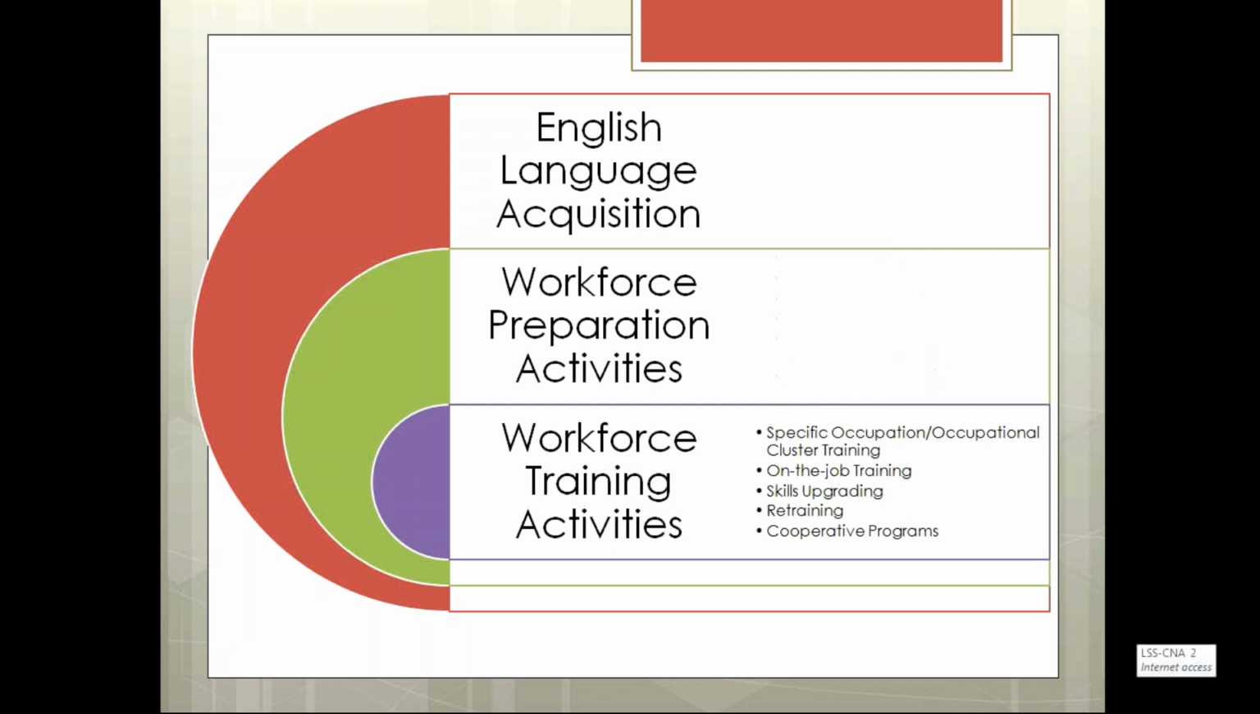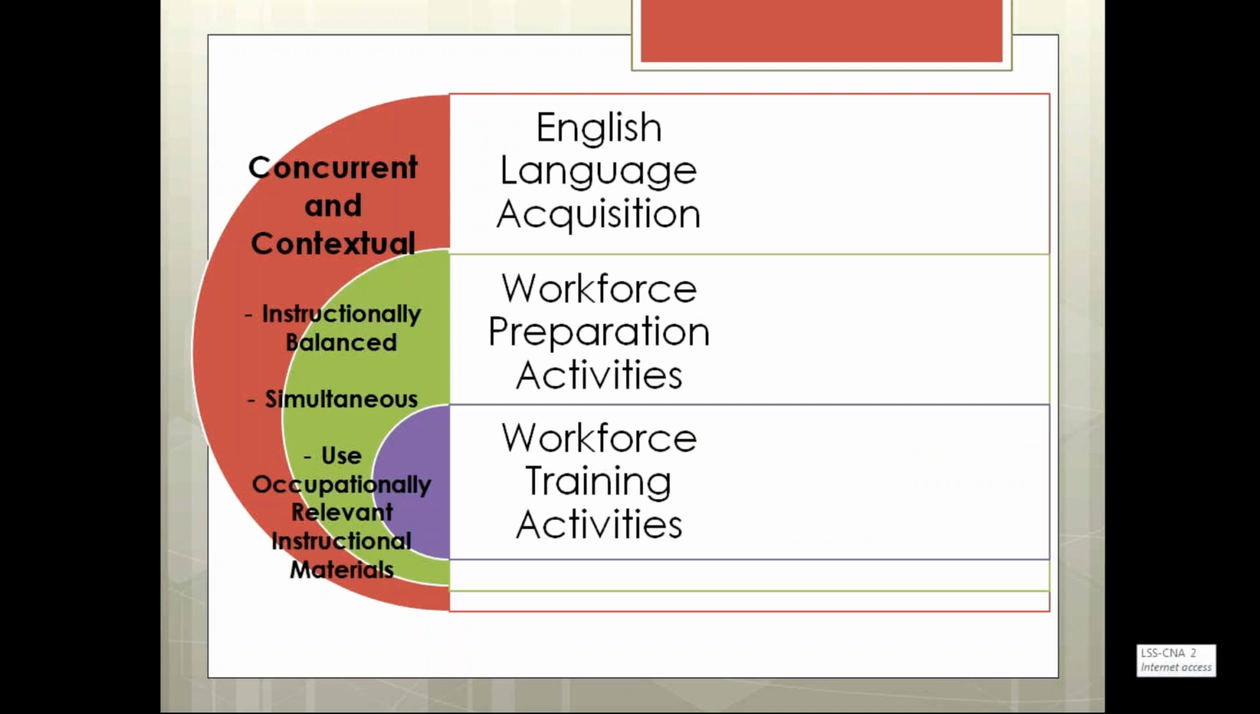And our next component, the last component, workforce training activities. We already know it has to be for a specific occupation or occupational cluster. It can include on-the-job training. It can include skills upgrading, retraining, or cooperative programs.